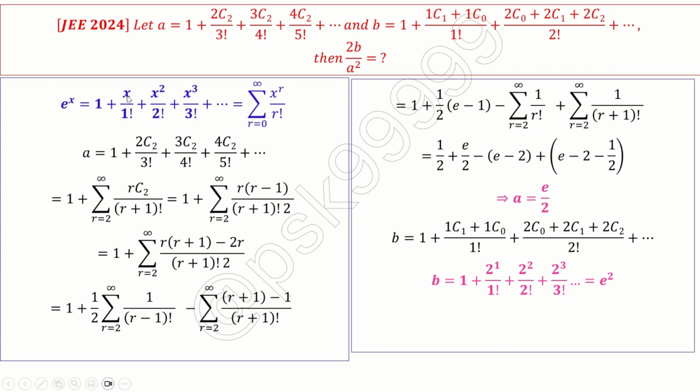Which is nothing but, if I substitute x equal to 2, basically I get e square. Right? This is nothing but the e square series. So b is e square. Now all I need is 2b by a square, which is nothing but 8. This is the answer. Okay. Hope you understand this one.